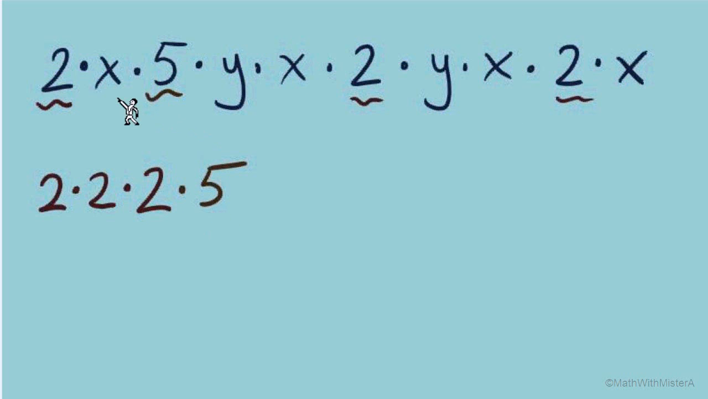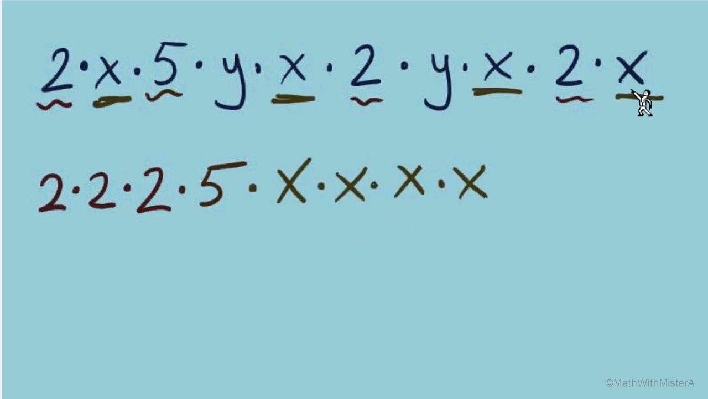And then I'll go for the x's. We usually do those variables in alphabetical order. So x's, then y's, then z's if we had those. Okay, 1, 2, 3, 4 x's. I'll just put x times x times x times x. And y times y down there.